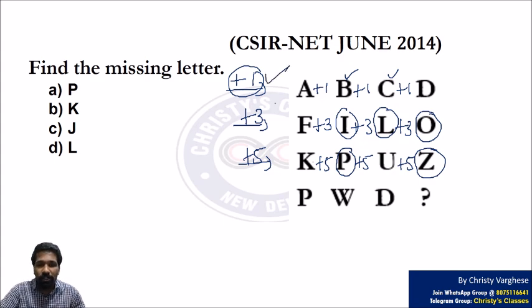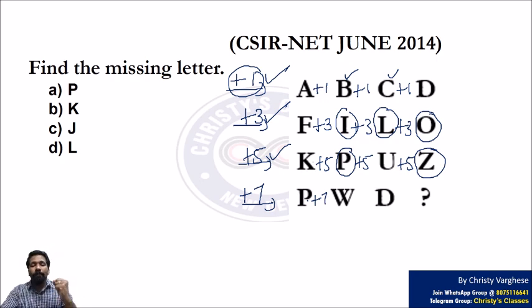So if this is plus 1, this is plus 3, this is plus 5, the last row pattern is very likely a plus 7 pattern. Let's check it. P plus 7 means from P you have to count till the 7th letter: Q, R, S, T, U, V, W. 7 letters will exactly reach W.